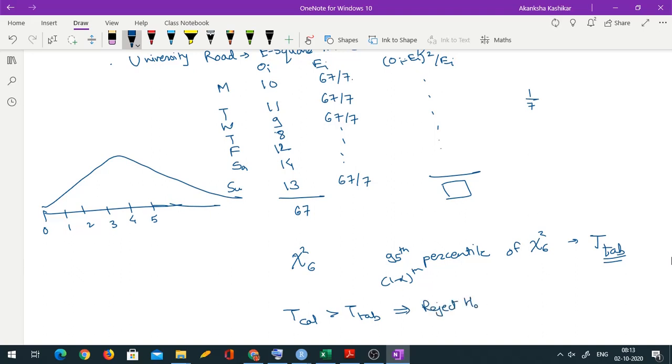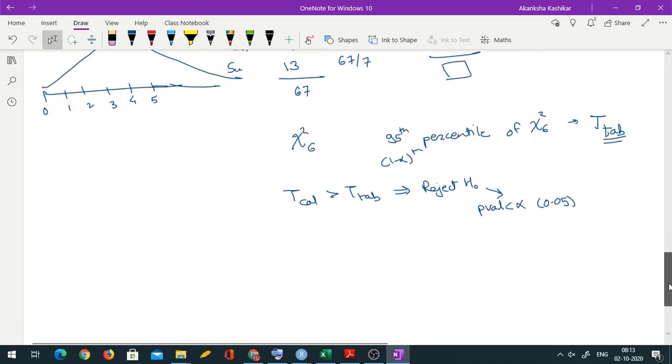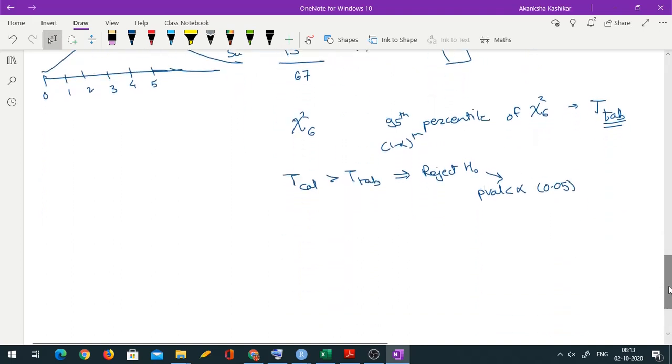Or in terms of p-value, if your p-value is less than alpha, that is 0.05, you again say reject H0. That is, you will conclude that the proportion of accidents on each day of the week is not the same. At least one day is different. If you accept H0, you would conclude that the proportion of the accidents on each day of the week is the same.